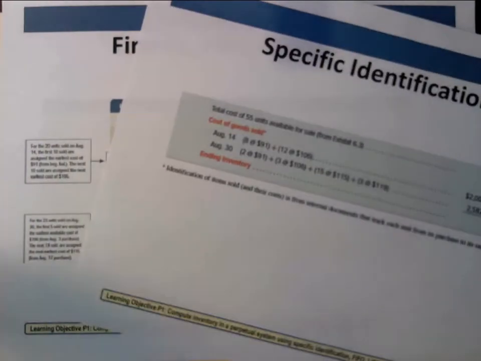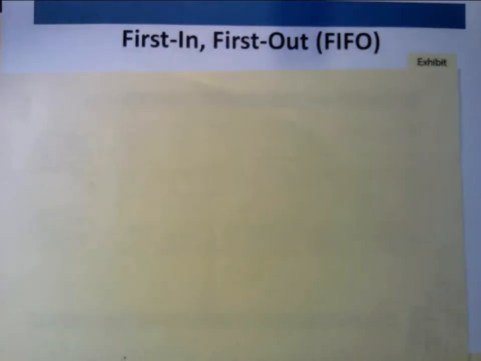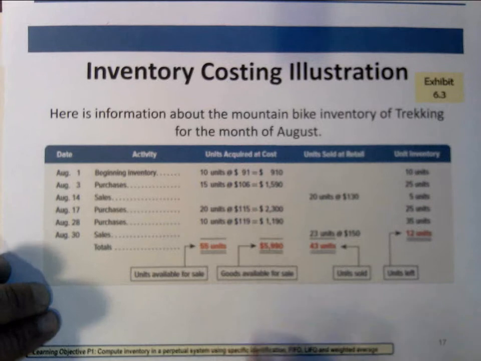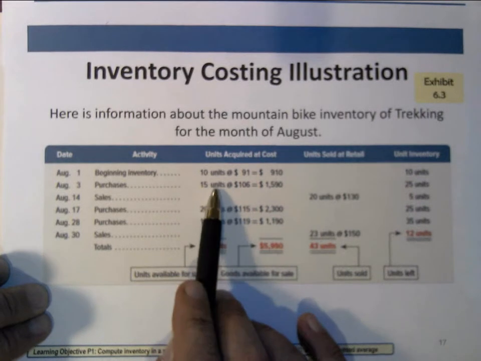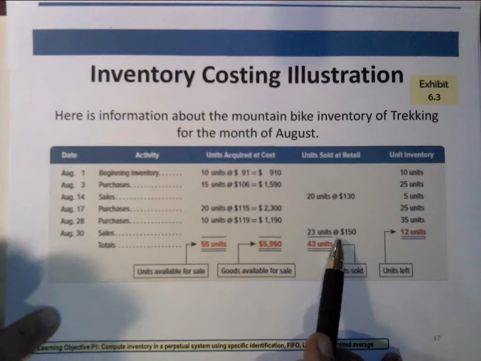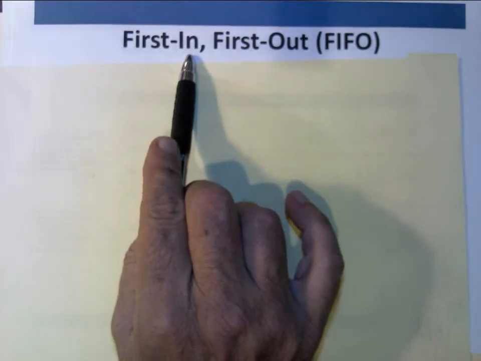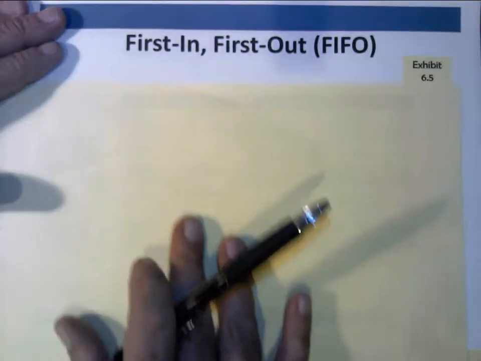Now, the next one we're going to look at is first in, first out, FIFO. Right, now we're going to look at FIFO. We're going to take the same data, and we're going to go through and start, and then buy some things and sell some things, and buy some things, sell some things. But this time we're going to assign costs on a first in, first out basis, right?